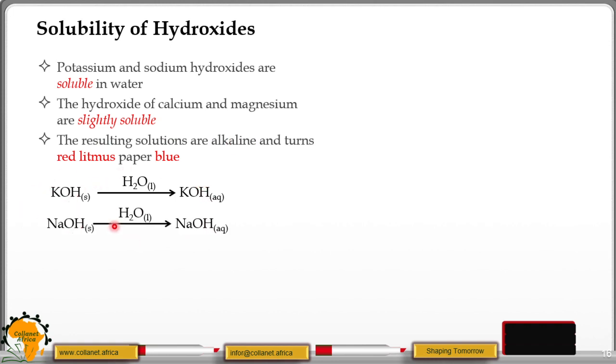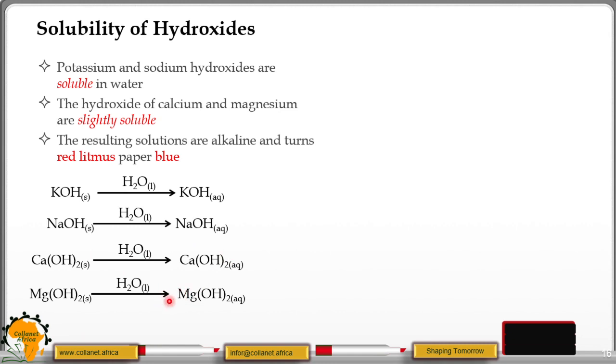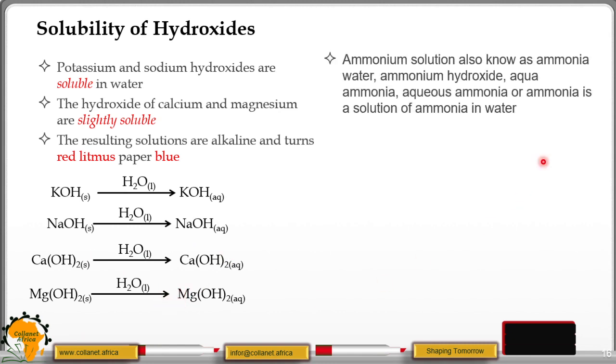This is the equation showing the dissolving of the hydroxide of potassium and the hydroxide of sodium to give their respective solutions. Then we have calcium hydroxide dissolving in water to form calcium hydroxide solution. So you can see the only change is in the state from solid to aqueous. That means this is not actually a chemical reaction, it's just a physical change. Then magnesium hydroxide is the same, it's slightly soluble.